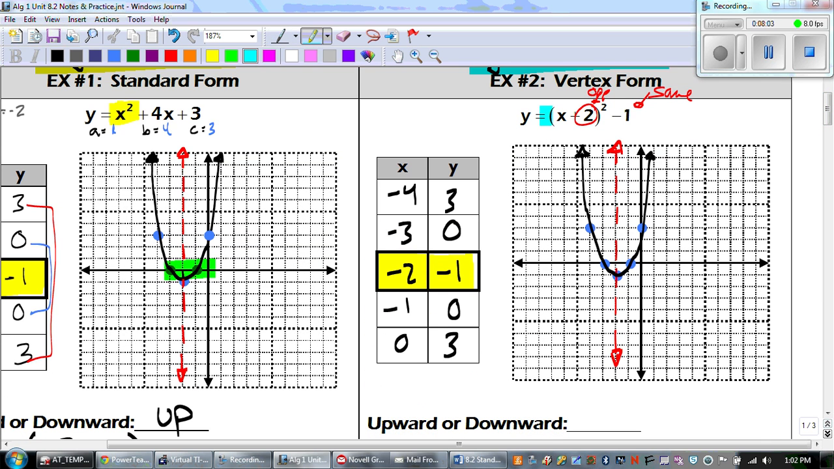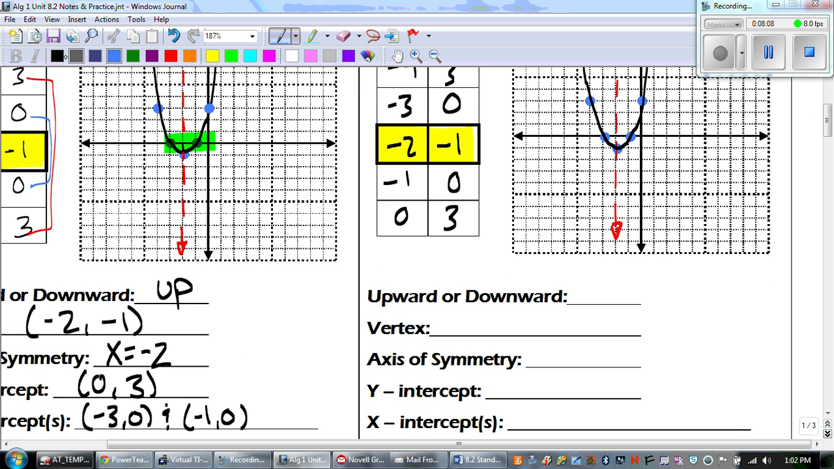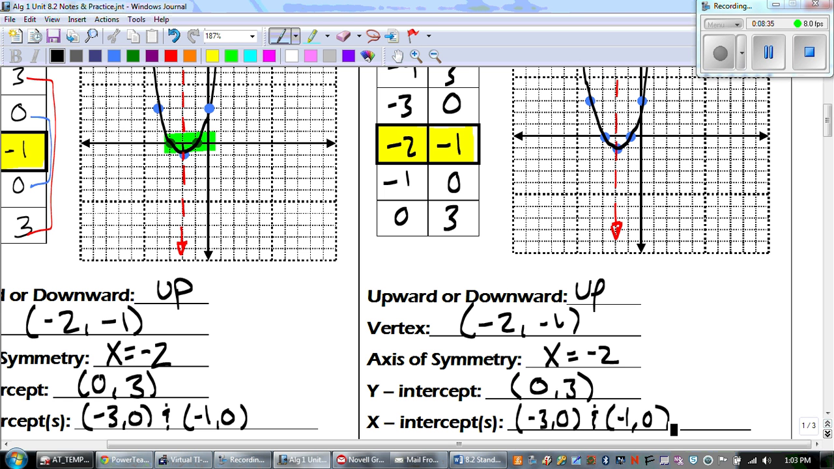Okay, look at our A is positive, so that means it's going up. We had the same vertex of -2, -1. Our axis of symmetry is -2 because all we do is look at that x value. And then our y-intercept was (0, 3), and it crossed the x-axis at (-3, 0) and (-1, 0).